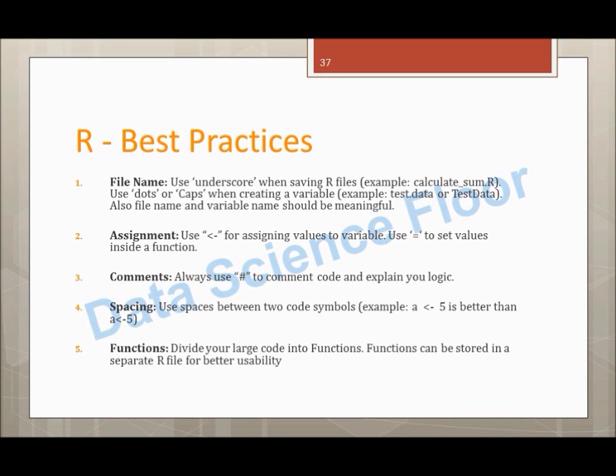You should also always use some spacing between your variables and operations. For example, here I am assigning a value of 5 to a, and I am using some space between a, the operator, and the number. It is always better than having no spacing between them. And if you have a very large code, you can divide your code into functions so that it will be easy to understand and easy to use in the future.